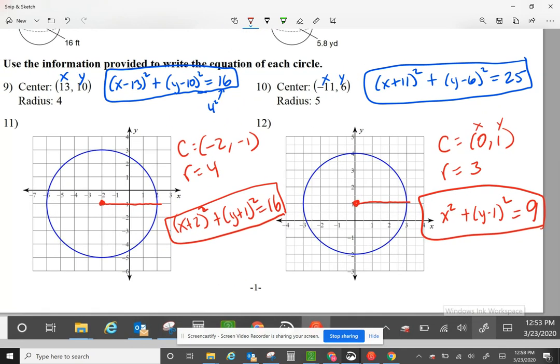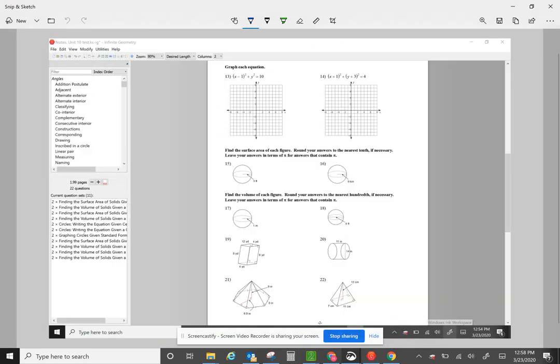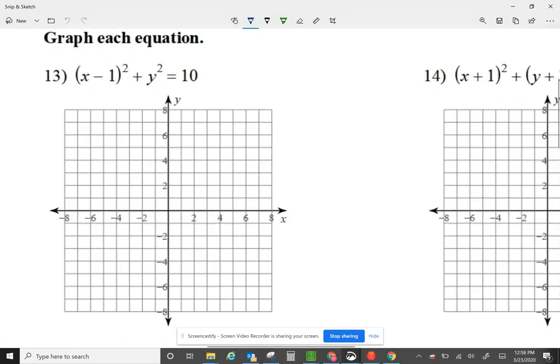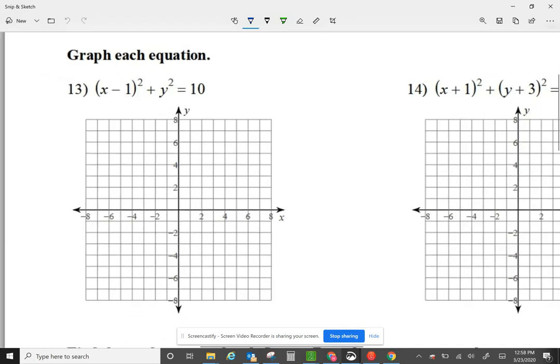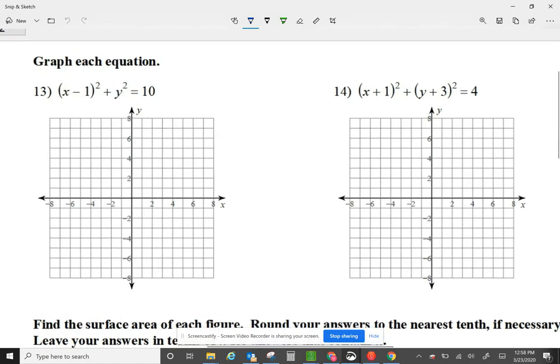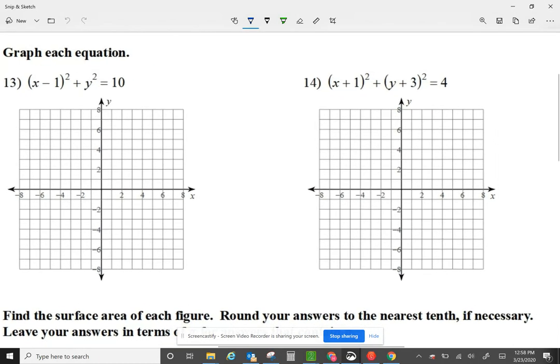Now let's take a look at the back side. I'm going to graph this. So looking at this information, I'm giving you guys the equation of the circle, and I expect you guys to graph them. So for number 13, the center of my circle is going to be the point 1, 0. Notice I switched the signs, and on the y there was nothing, so I just wrote 0.